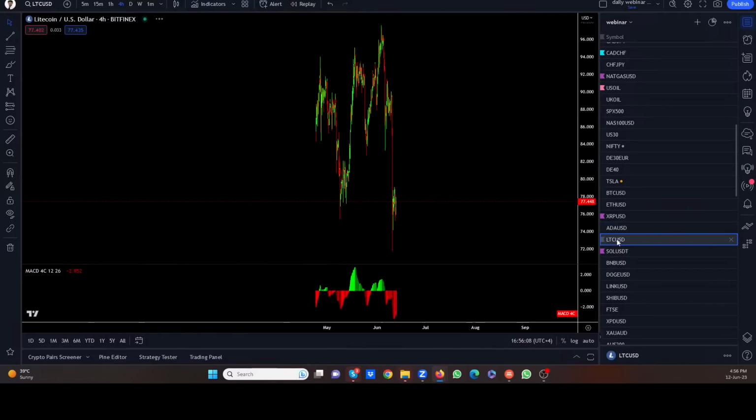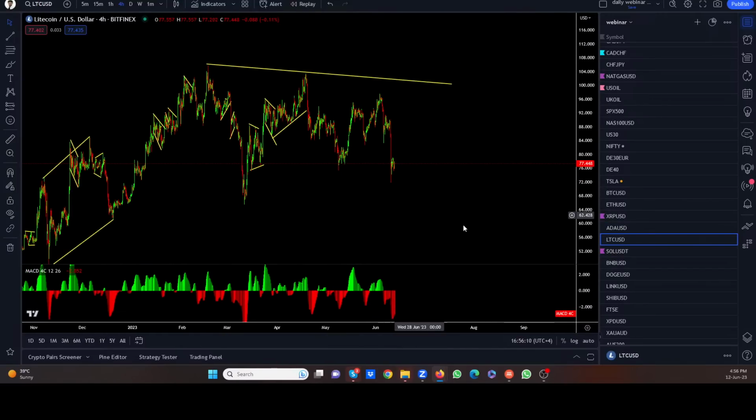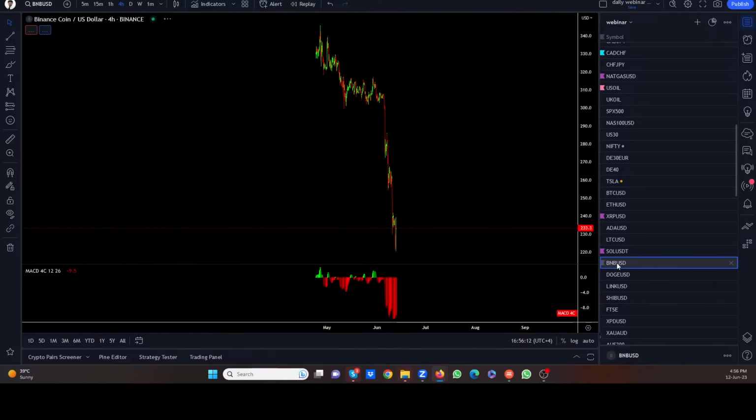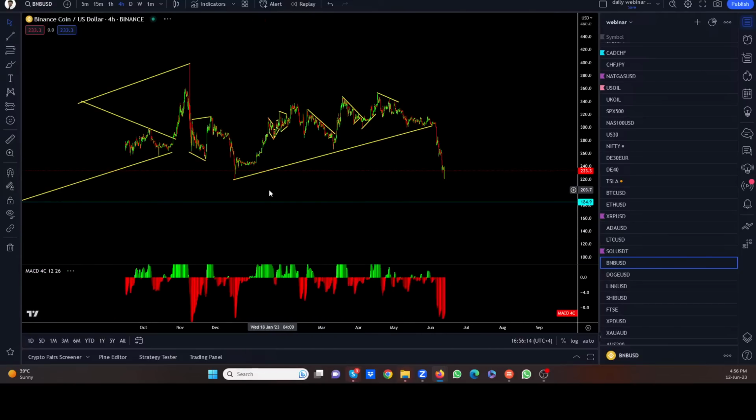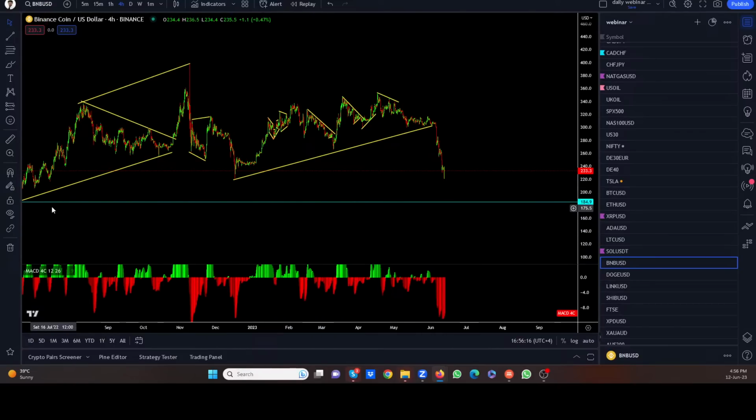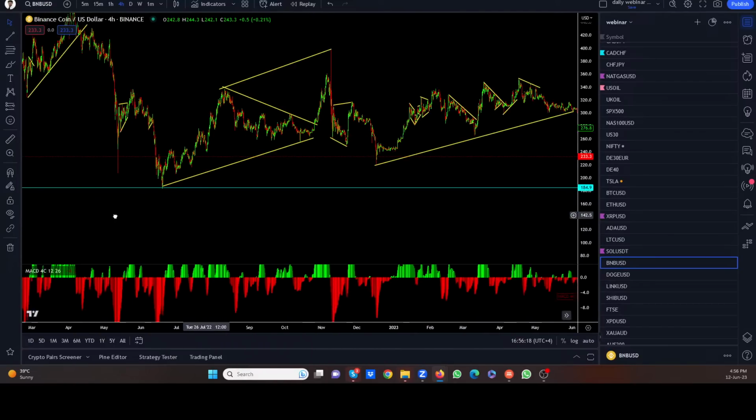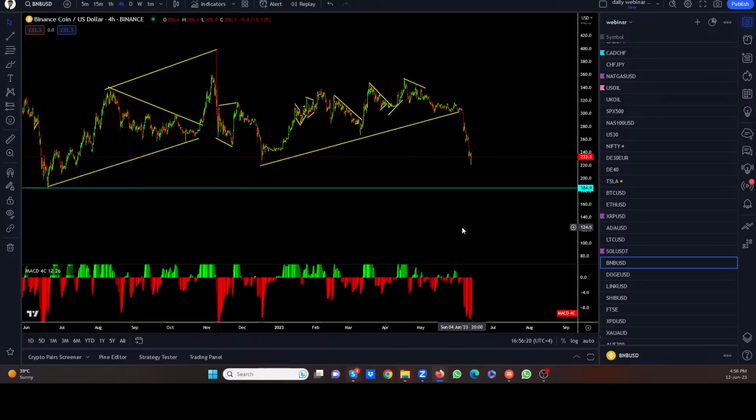LTC, what this has, nothing. Sell setup, stay out from this. This is not ready. BNB. Nope, we need to break this low, and most likely we need to break this low before we start looking for buy setups. I don't like the idea of buying it here. Let's see if they start to reverse, but I don't like the ideas yet.